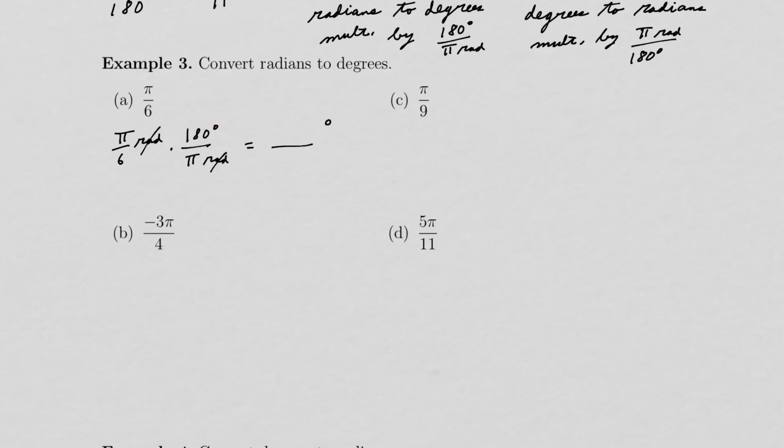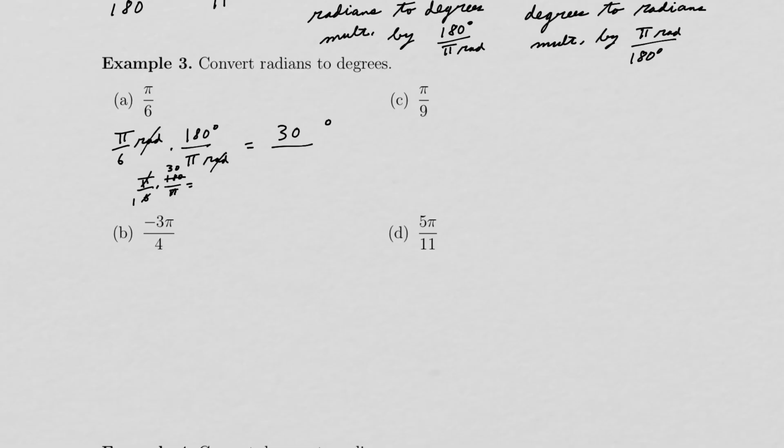And then we just have to multiply this out, right? So I basically have pi over 6 times 180 over pi. The pi's cancel, and then 180 over 6, right? 6 goes into 6 once, 6 goes into 180 30 times. So this is going to equal 30 degrees. So pi over 6 is the same as 30 degrees.